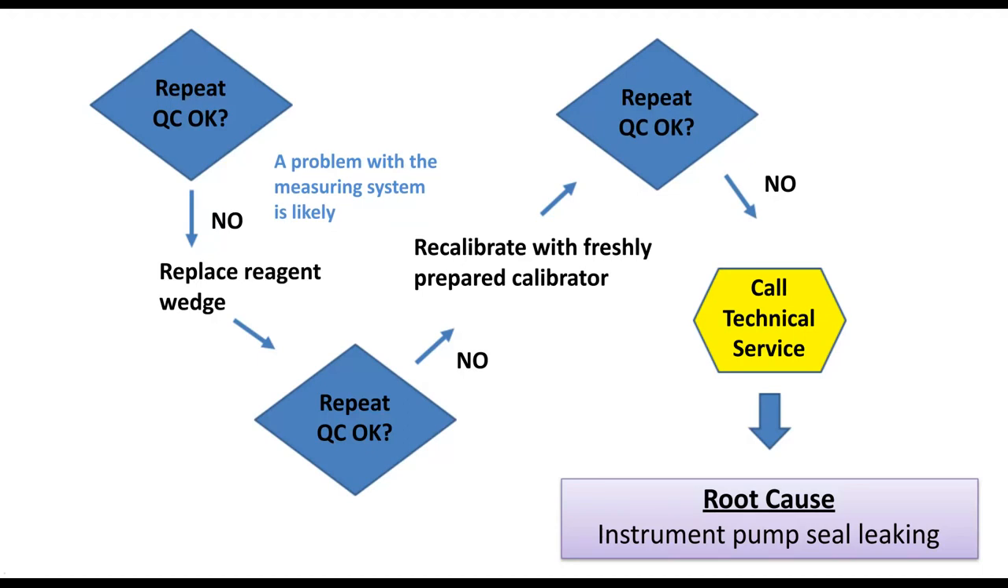The next step we took was replacing the reagent wedge because we know that an unstable onboard reagent is a frequent cause of QC failure for this particular assay. We replaced the reagent wedge and repeated the QC, but the repeat was still not acceptable. We then recalibrated with a freshly prepared calibrator and repeated the QC analysis, but this still did not correct the problem. Finally, technical service was called, and a small leak was found in one of the instrument pump seals. So we determined that the root cause of the out-of-control event was a leaking instrument pump seal.